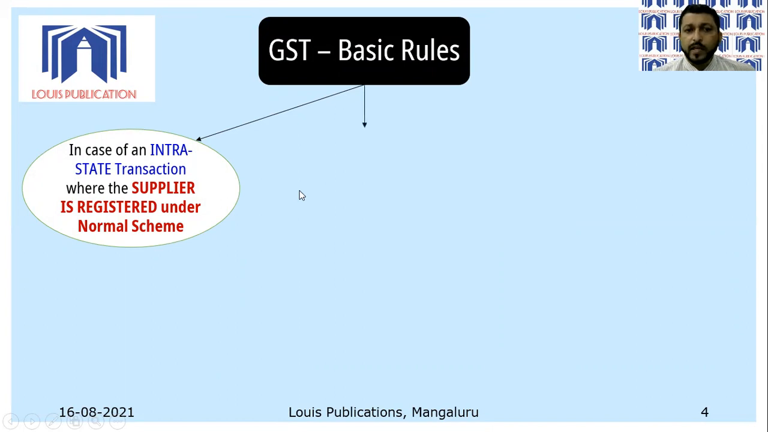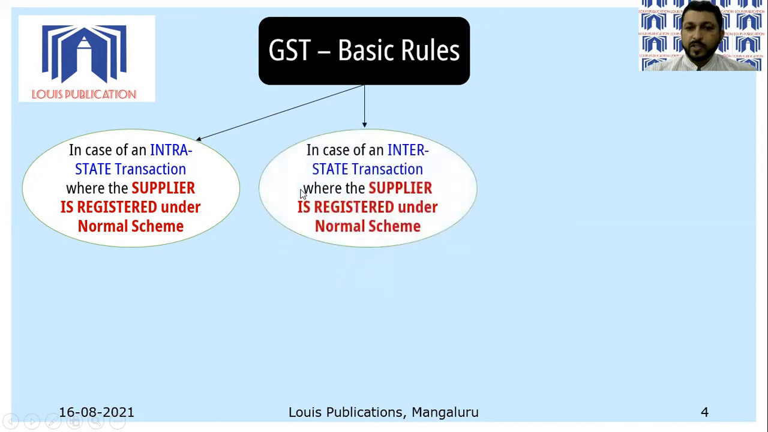Next, in case of interstate transaction, buyer and seller are from two different states, or one state and one union territory, or the recipient is based in one state, the supplier is based in another state, and the supplier is registered under normal scheme.